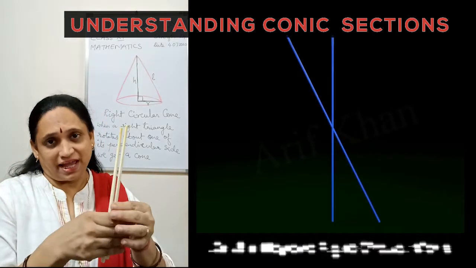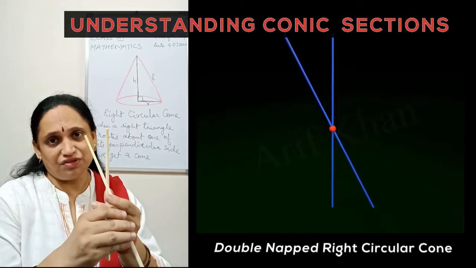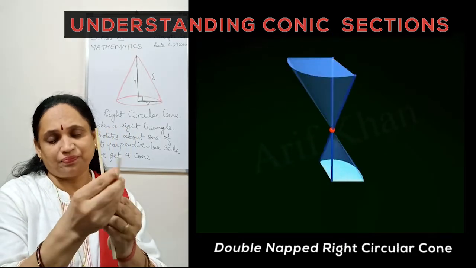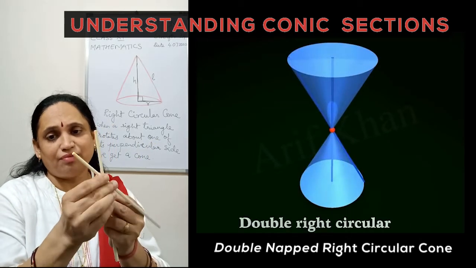Let us take two lines. One line is fixed and the other one rotates around the fixed line in this way. You can see it in the video also. And we form a double-napped cone.